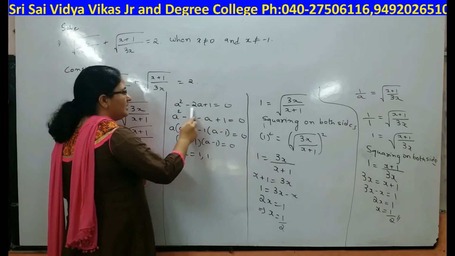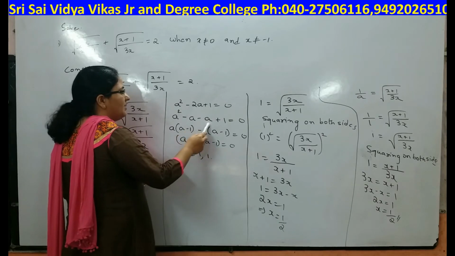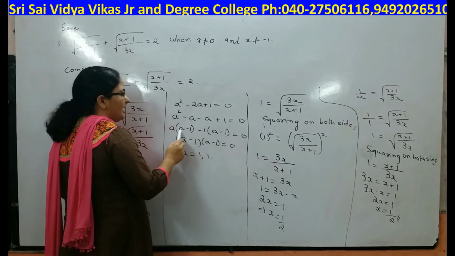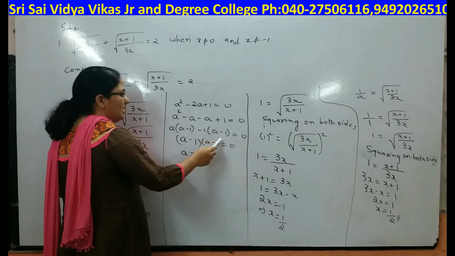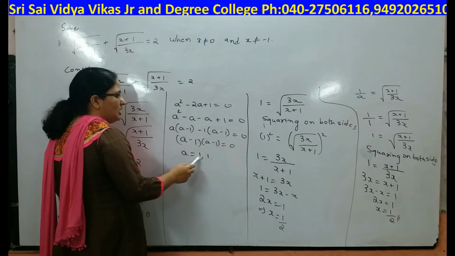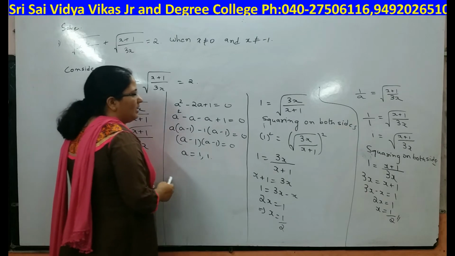Do factorization. You can write this as minus a and minus a. So what do you get? a into a minus 1 minus 1 into a minus 1 is equal to 0. Take a minus 1 common. a values will be 1 comma 1.